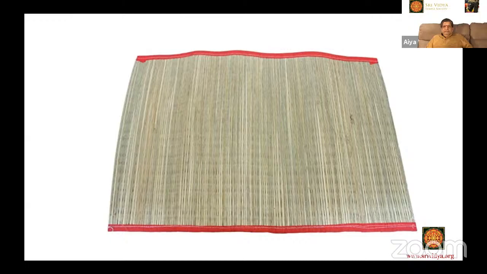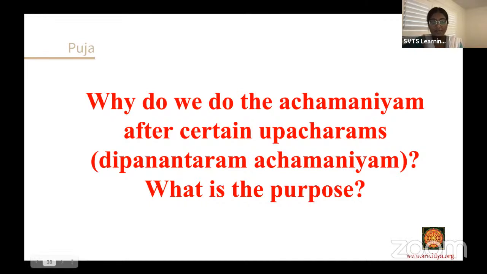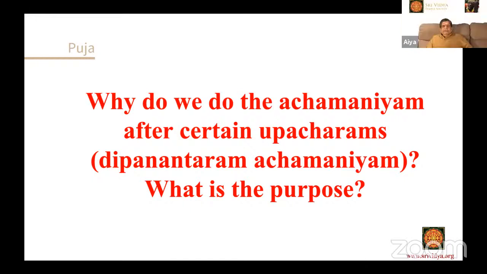Next. Why do we do achamaniyam after certain upacharams like Deepanandaram achamaniyam, and what is the purpose? Deepanandaram achamaniyam is done not for yourself, but for the deity to whom you are doing puja. Because when you say Deepam, on top of the flame, Mahalakshmi is seated. After you have used her to show the deity, you have to calm her down. So you do achamanam for the lamp.